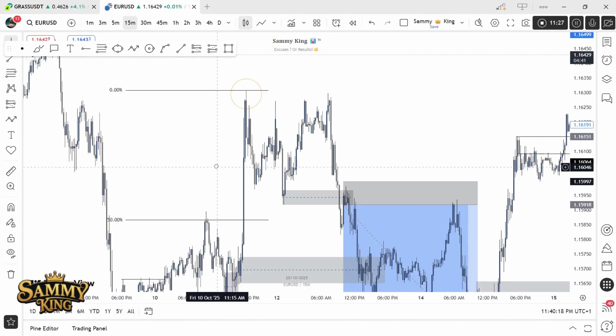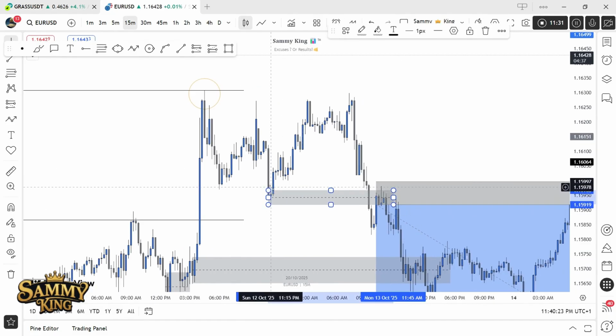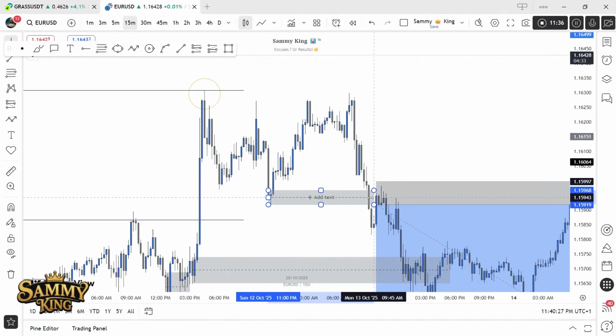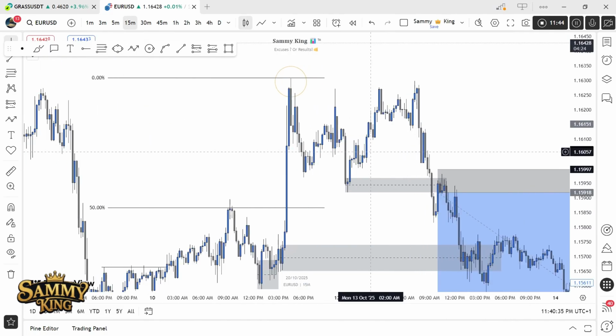Now, this is also another block. This other block actually flipped the switch. This is also another block that price invalidated. But price came back to this other block as a breaker block and used it to sell down to the downside. But then again, you get the logic.